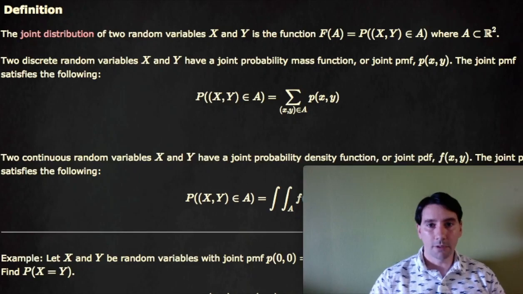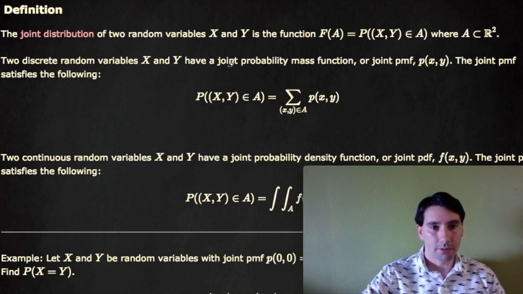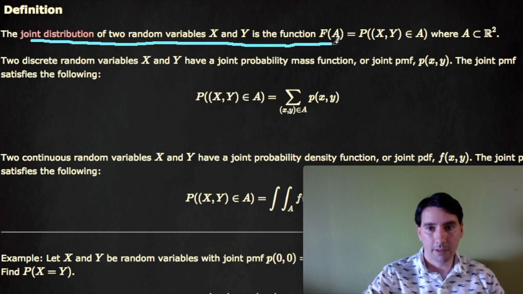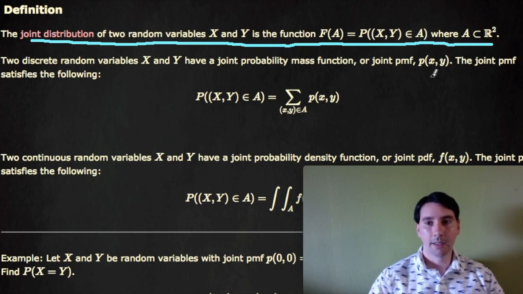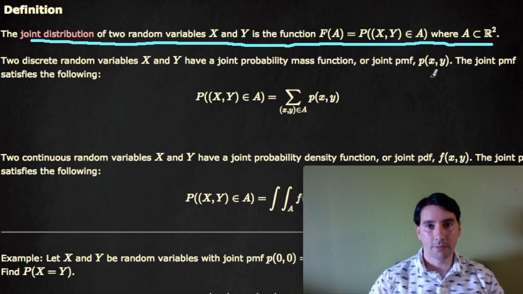The joint distribution of two or more random variables is the function which tells you the probability of whether a certain condition on those random variables occurs. So for example, the joint distribution of two random variables, x and y, is the function f of A, which is the probability that the point x, y lands in A, where A is a subset of R squared, meaning A is a set of pairs of real values.